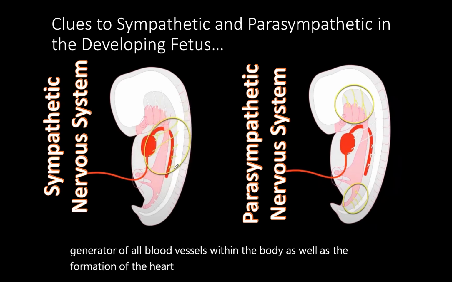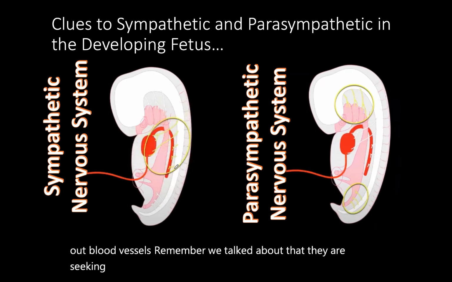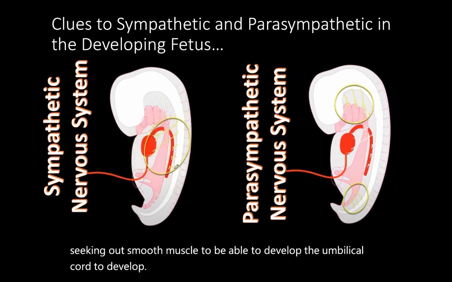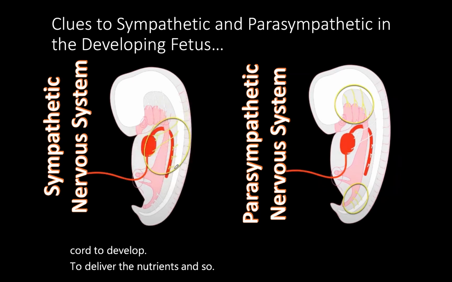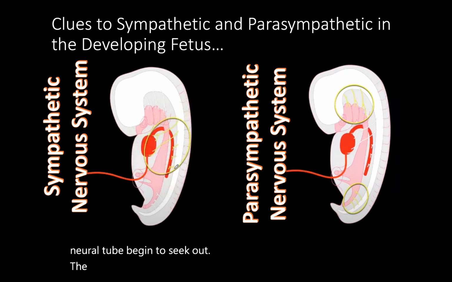The postganglion cells seek out blood vessels. Remember, we talked about that. They're seeking out smooth muscle to be able to develop the umbilical cord to deliver the nutrients. And so those postganglion cells that we saw migrate away from the neural tube begin to seek out the smooth muscle that's going to be associated with the yolk sac to begin to develop the umbilical cord.